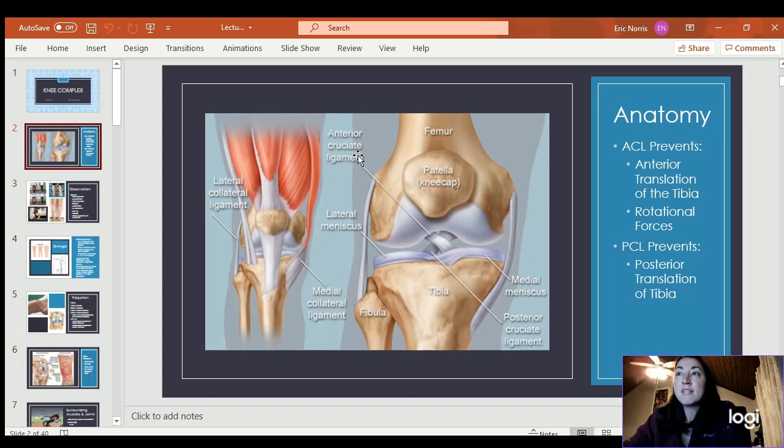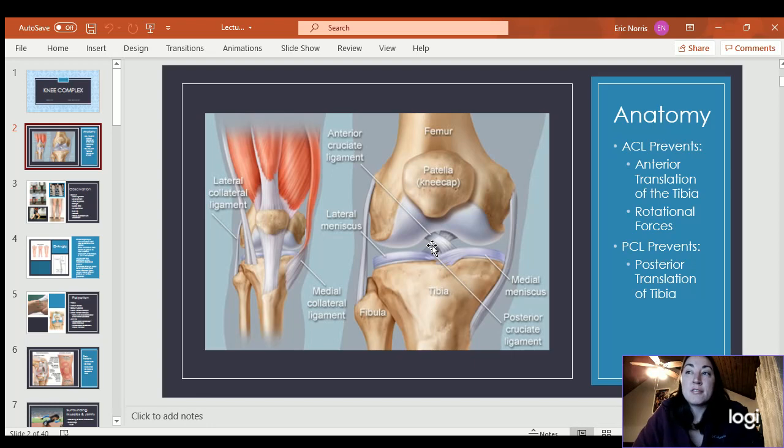So we have the ACL, anterior cruciate ligament, and that primarily prevents anterior translation of the tibia, so the tibia from moving too far forward, and also rotational forces. With the PCL, the posterior cruciate ligament, it primarily limits the tibia from going too far backwards, posterior translation.